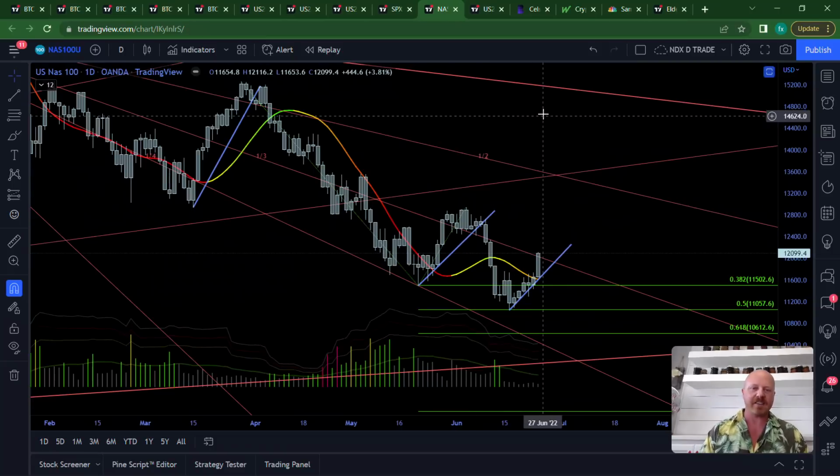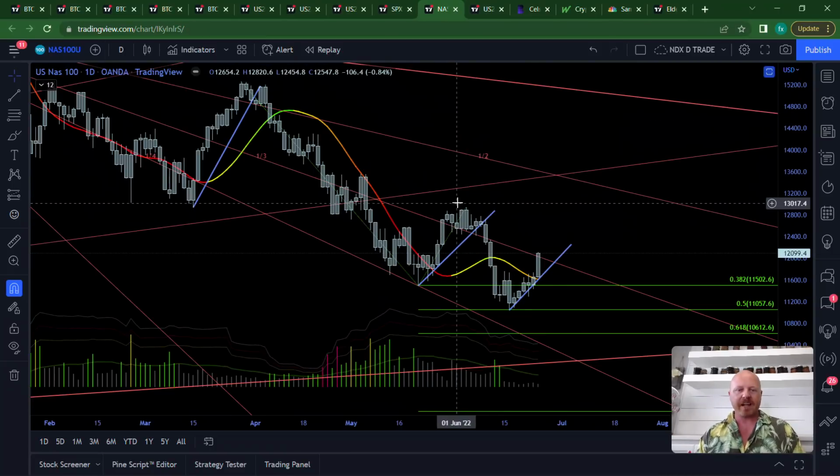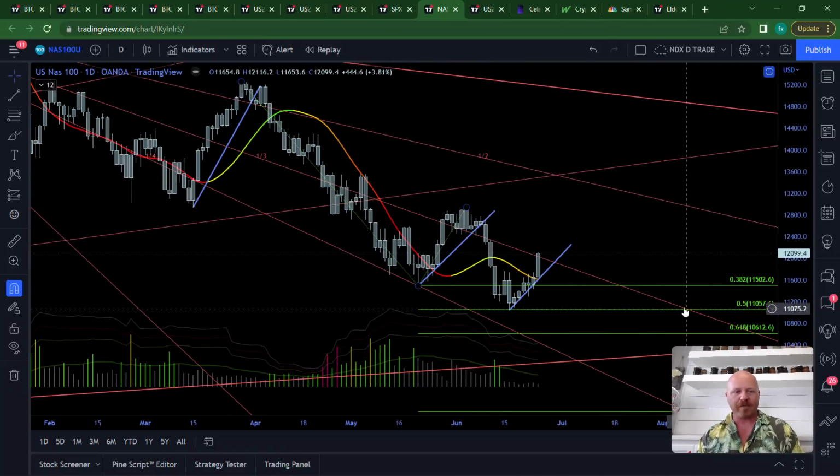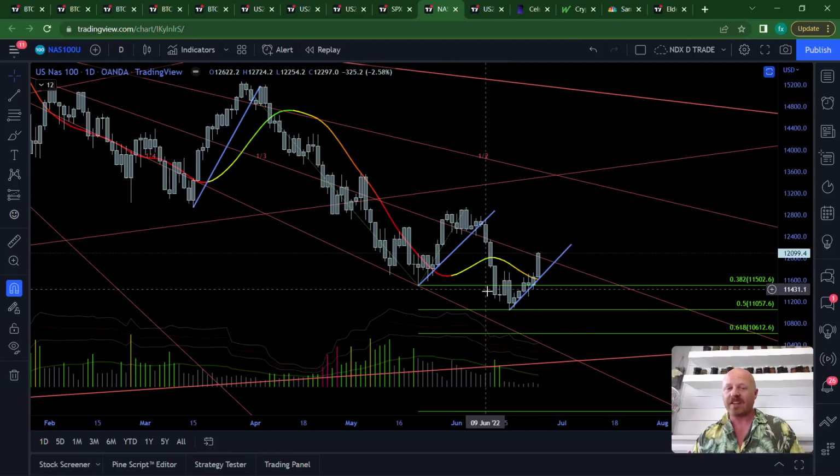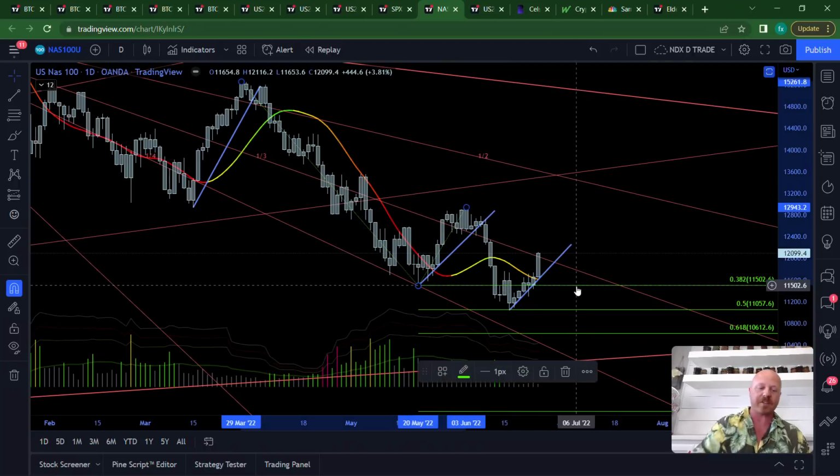All right, Nasdaq, I'm ready for you. Same thing here, guys. We hit our support at the 0.5, 11,057. You see that? Wicked it almost on the dollar. We got down to 11,038. So within $20, we got that. That's how accurate fib waves can be, guys, within $20.